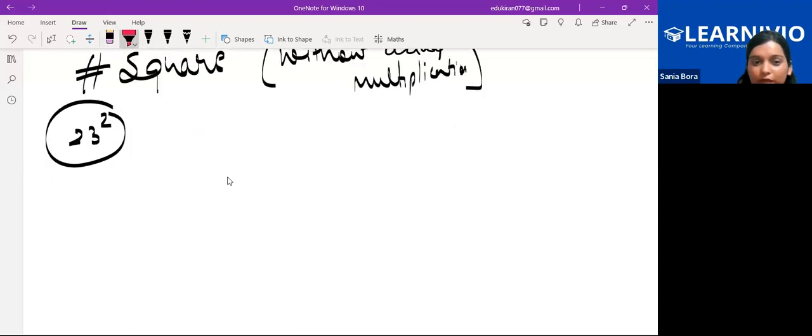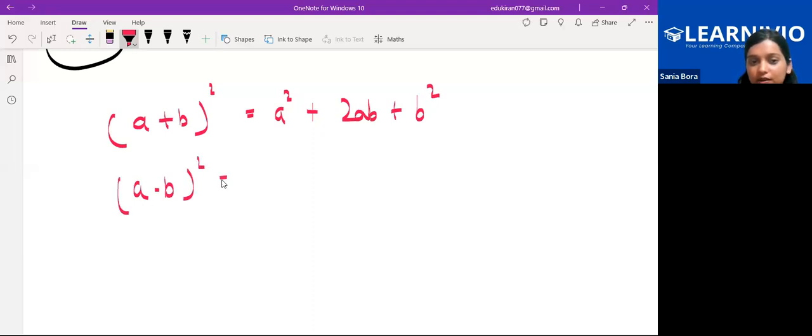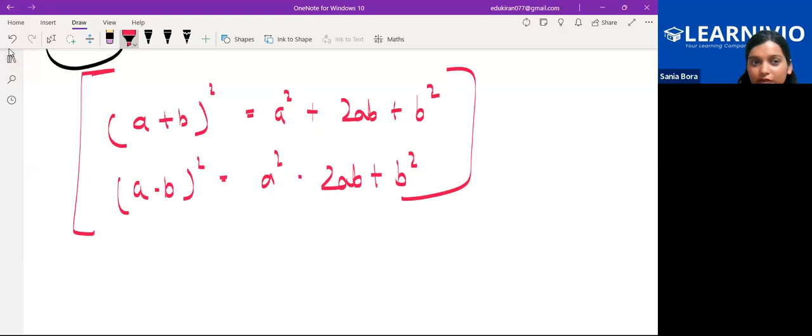Before that, you have to write two formulas. A plus B whole square, which is A square plus 2AB plus B square. And the second is A minus B whole square. I know you may know that, but still you will write it. Everybody write it down in the notebook, then we'll start with the concept. Only these two identities.